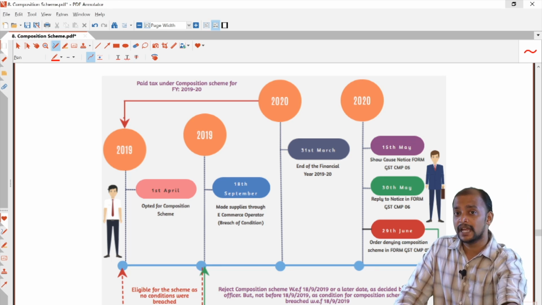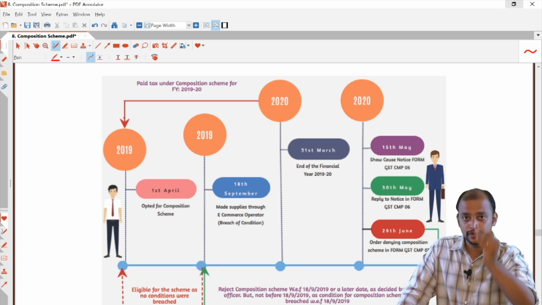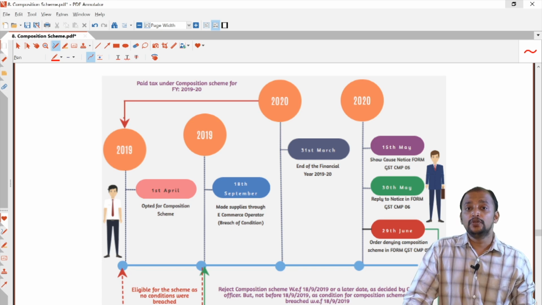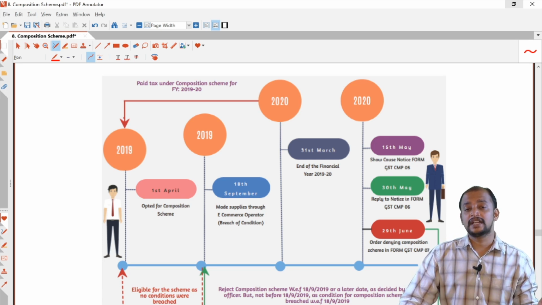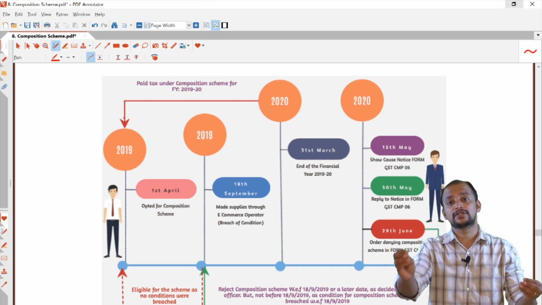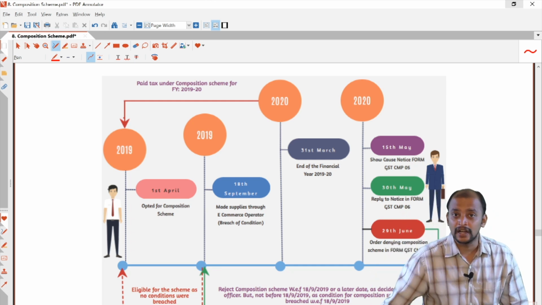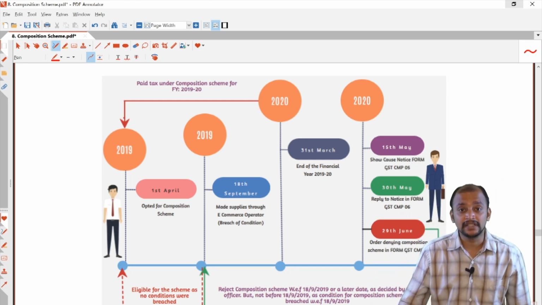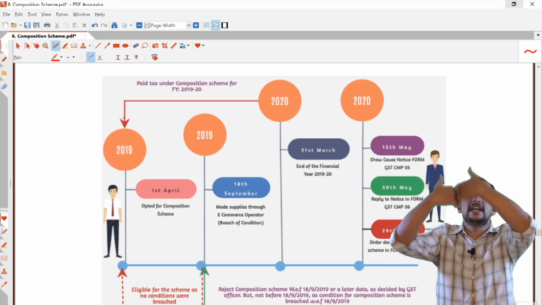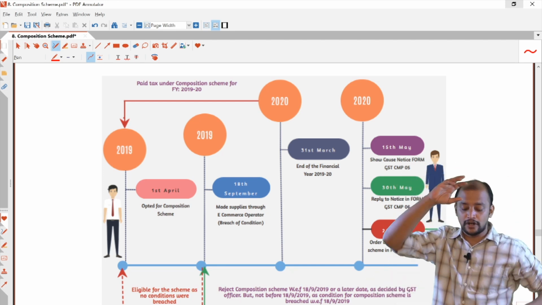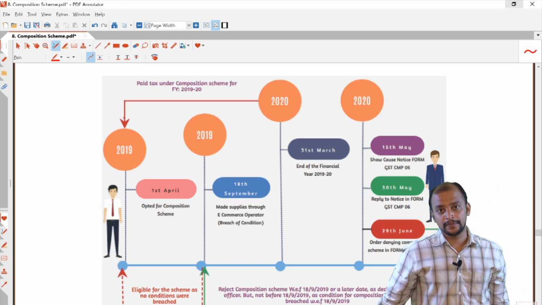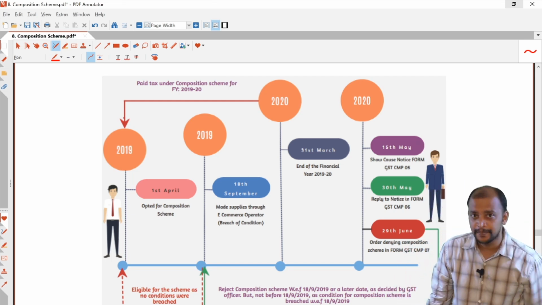On 15th May 2020 you got a show cause notice, and you replied stating that you did not know this provision, you are extremely sorry, please forgive you, etc. They were not satisfied with the reply and denied the composition scheme to you, and they passed an order on 29th June by issuing CMP 07.